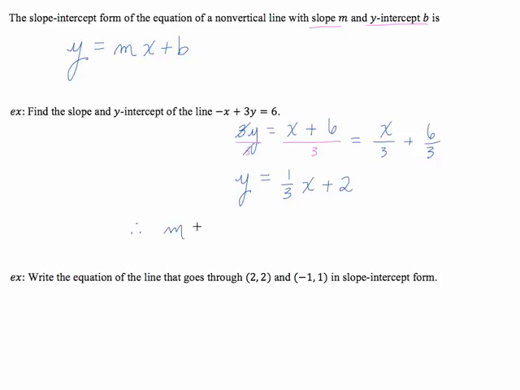Therefore the slope is the coefficient of the x. You just read it off: 1/3. And the y-intercept b is equal to positive 2. Do include that sign there.